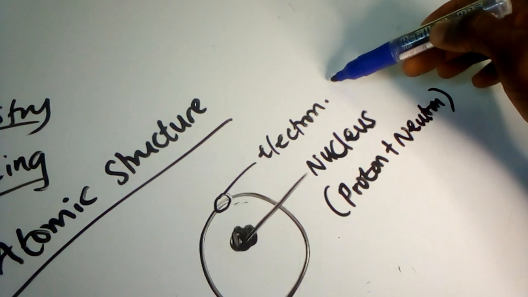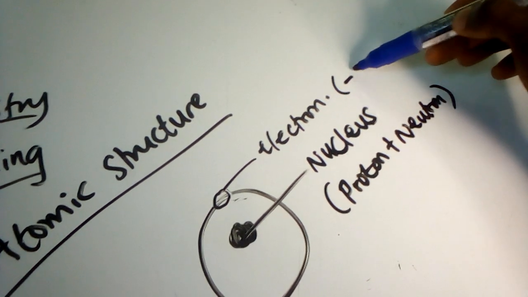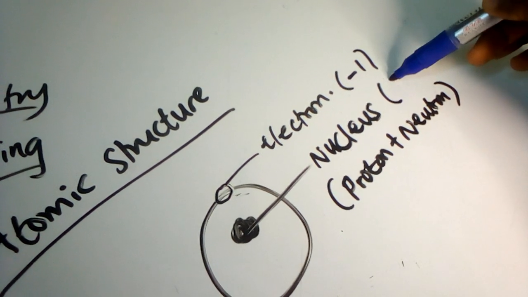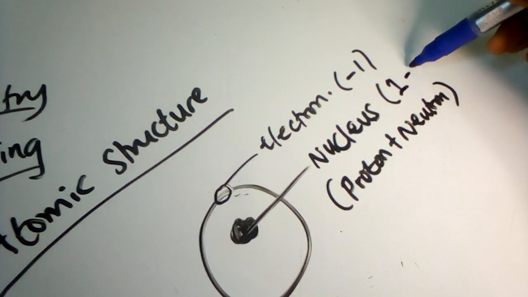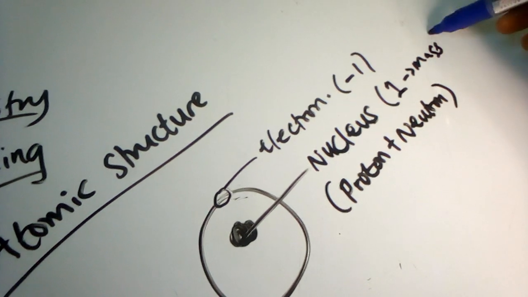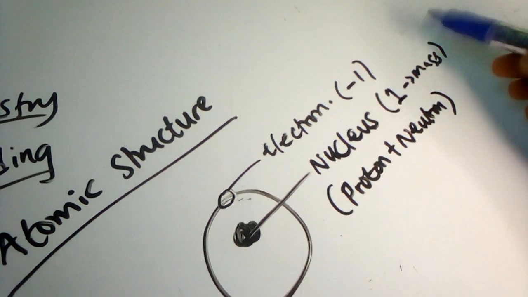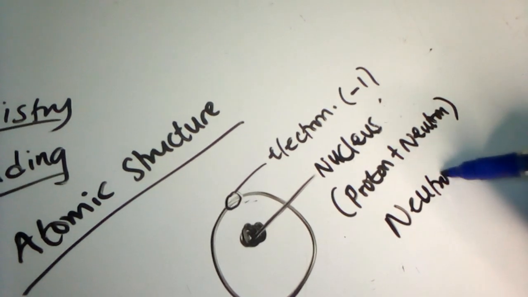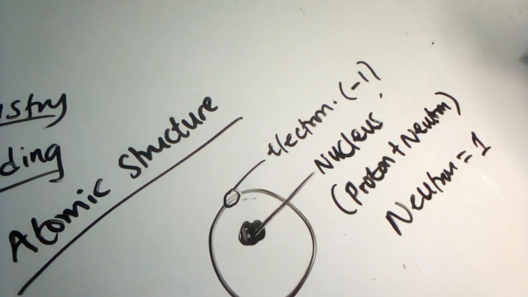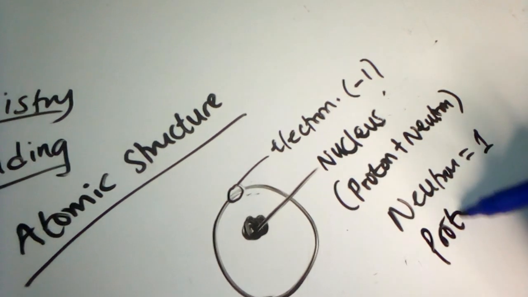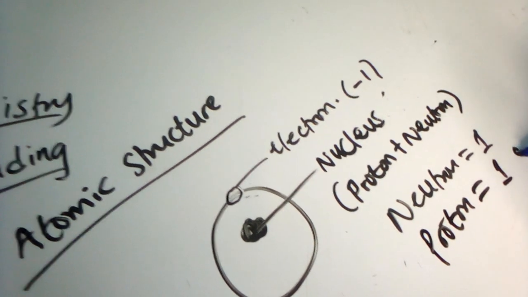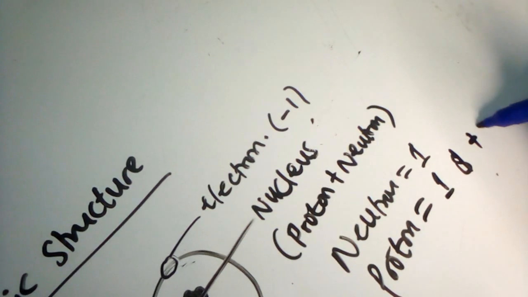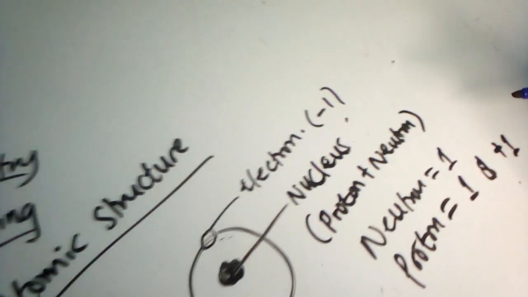Now, these three particles have their characteristics. This one, which is electron, has no mass but has the charge of -1. Nucleus has no charge but the mass of 1. This is the mass. Then, neutron has the mass of 1 but no charge. While proton has the mass of 1 and the charge of +1. So these are their properties.